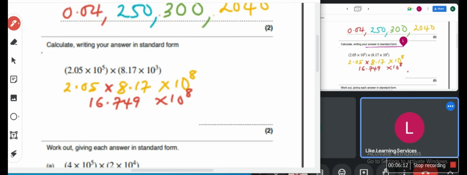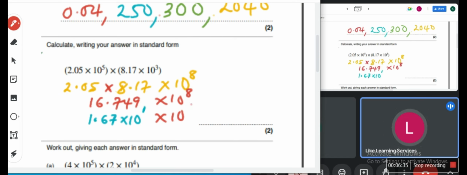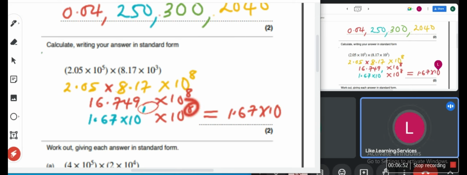What will it be? 1.6749. Let's just say 1.67. The first one is simply 1.67 times 10 raised to the power 1. Then before we multiply by this other one, times 10 raised to the power 8. You know what I did here? Just changing this first number into standard form. So everything will be 1.67 times 10 raised to the power 1 plus 8, which is 9.